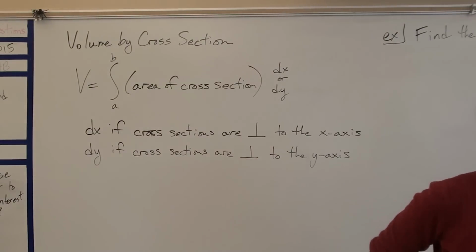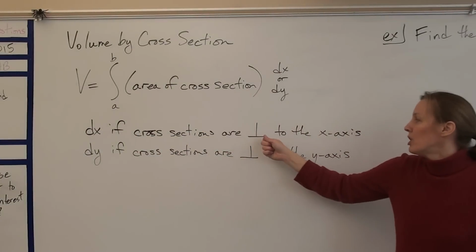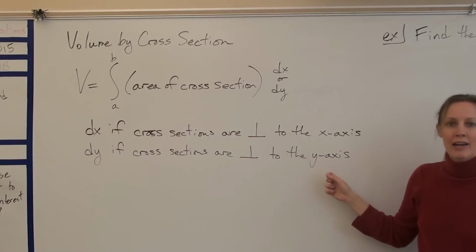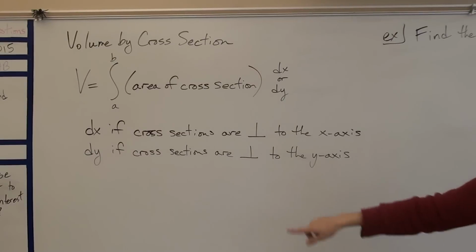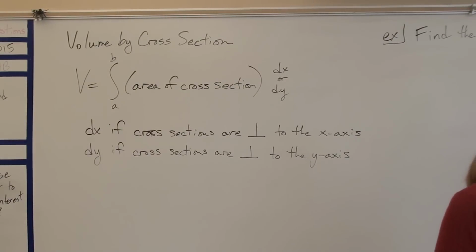Now, dx and dy are a little bit trickier because you don't have an axis of revolution. If your cross sections are triangles, you're not going to form them by revolving about an axis, so we can't just say horizontal axis dx, vertical axis dy. Instead, if the cross sections are perpendicular to the x-axis, it's dx. If the cross sections are perpendicular to the y-axis, it's dy. Be careful, because sometimes they'll say the cross sections are parallel to the y-axis, which means perpendicular to the x-axis. So be very careful and remember that where it's perpendicular is what determines your dx or your dy.